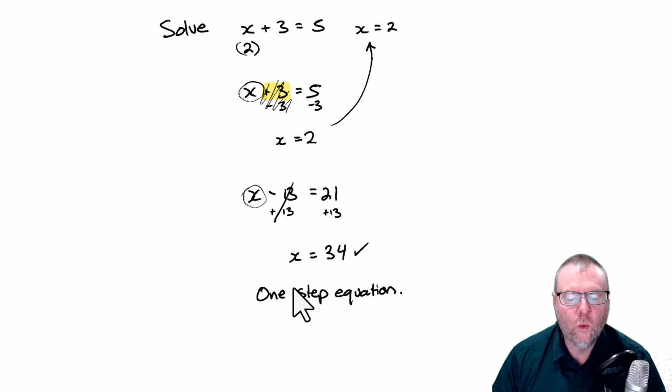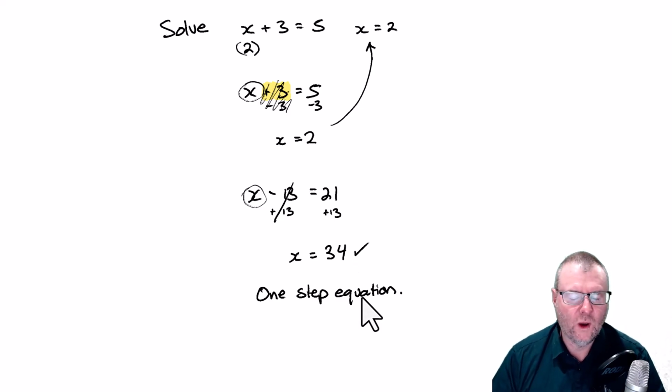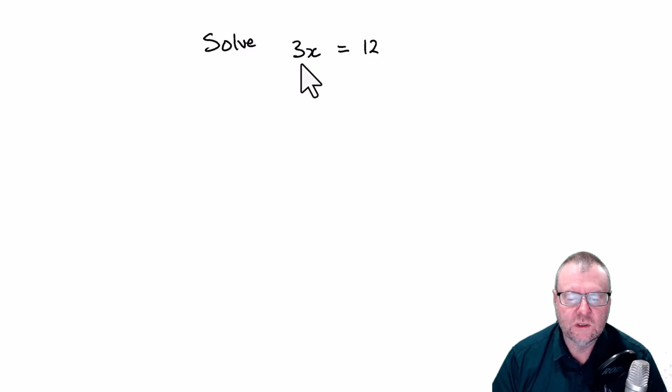And this is what we call a one-step equation, because you see in these two examples, it only took us one step to solve it. We only had to make one little adjustment to get our solution. And I'm going to show you a couple of other one-step equations, because we've seen how to deal with pluses and minuses, but what about times and divide? All right, so let's look at this one. Solve 3x equals 12.